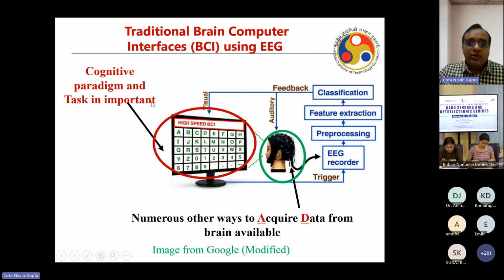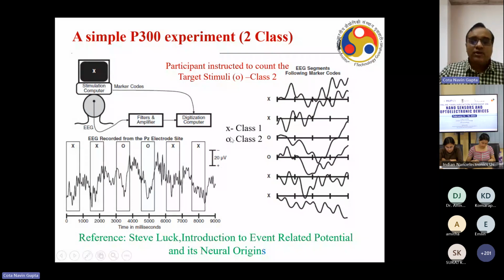What I'm now going to explain to you is this cognitive paradigm. How do we actually set up an experiment so that we are able to spell the letters H I? So we want to spell these letters using brain signals. That is what I'm going to show over here. So let's say we are collecting from a single electrode, and we are displaying the letter.